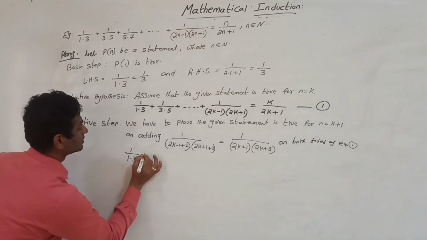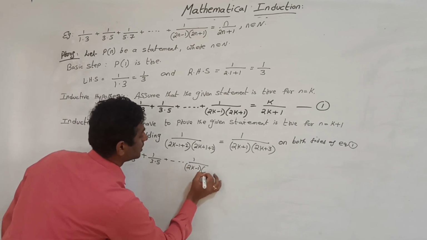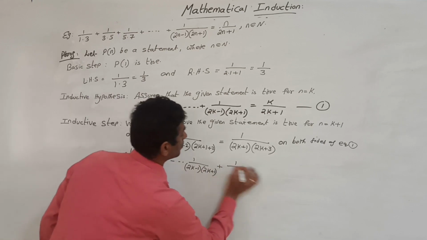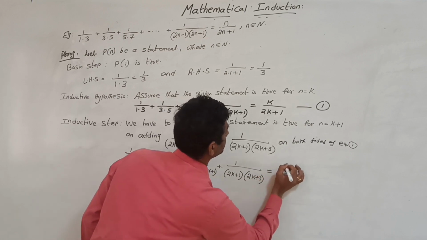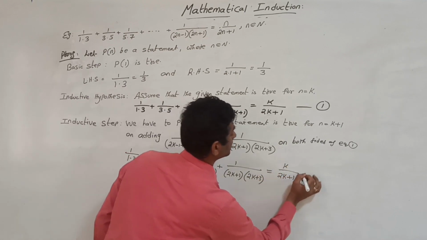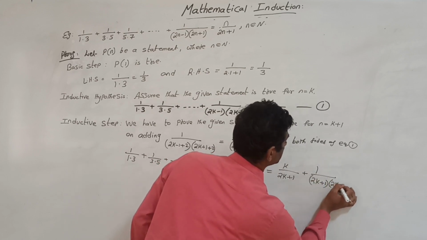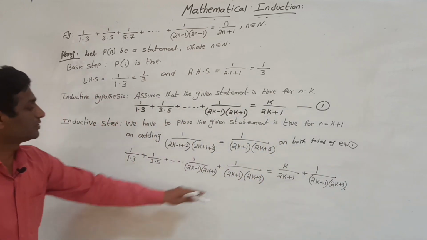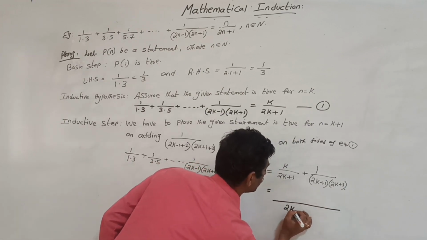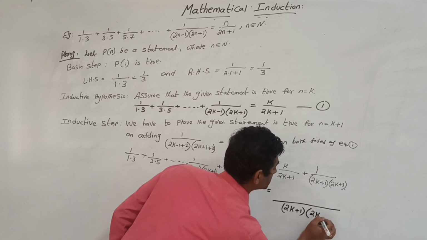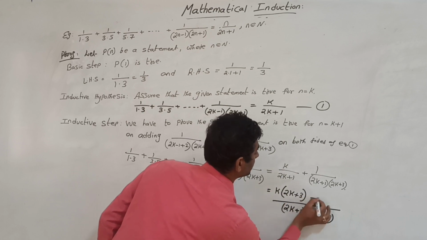1 by 1 into 3, 1 by 3 into 5, and so on, 1 by (2k minus 1) into (2k plus 1), plus 1 by (2k plus 1) into (2k plus 3), is equal to k by (2k plus 1) plus 1 by (2k plus 1) into (2k plus 3). So the LHS is a sum of k plus 1 terms, and now if we simplify, the LCM is (2k plus 1) into (2k plus 3). So the numerator will be k times (2k plus 3) plus 1.